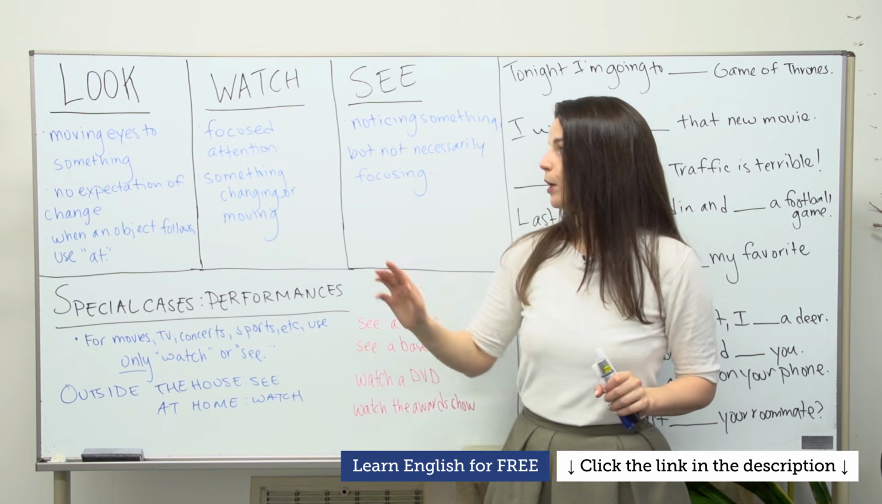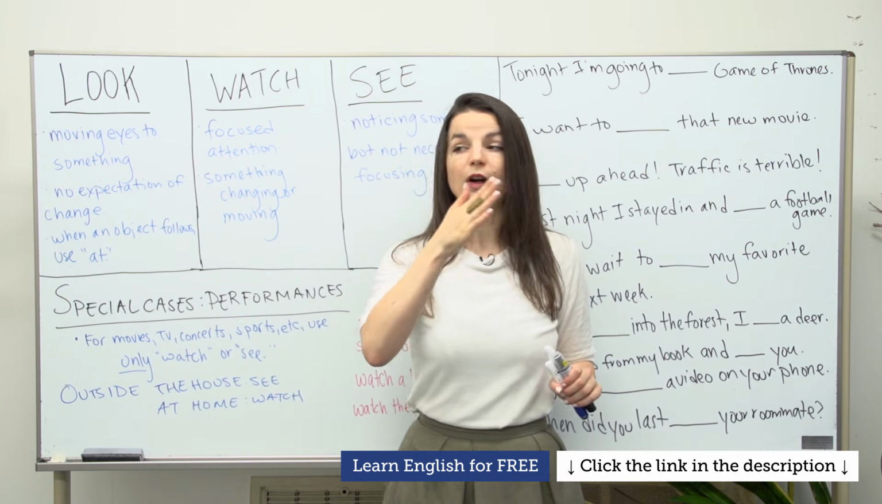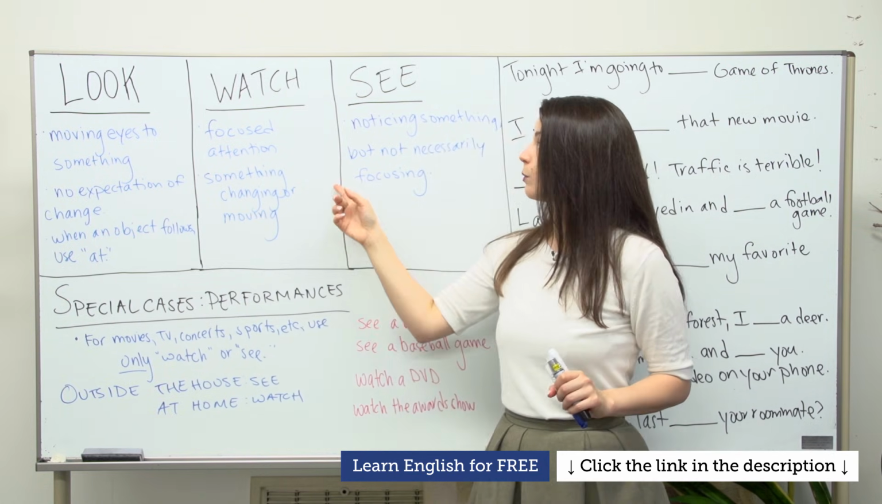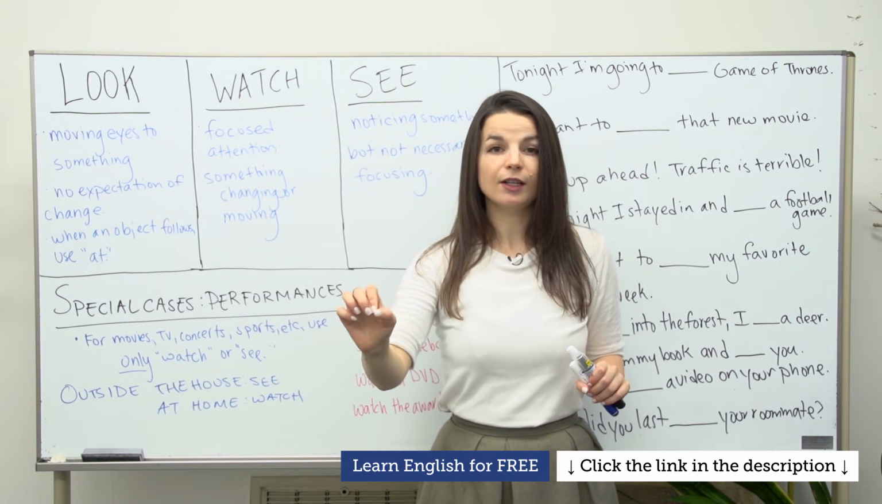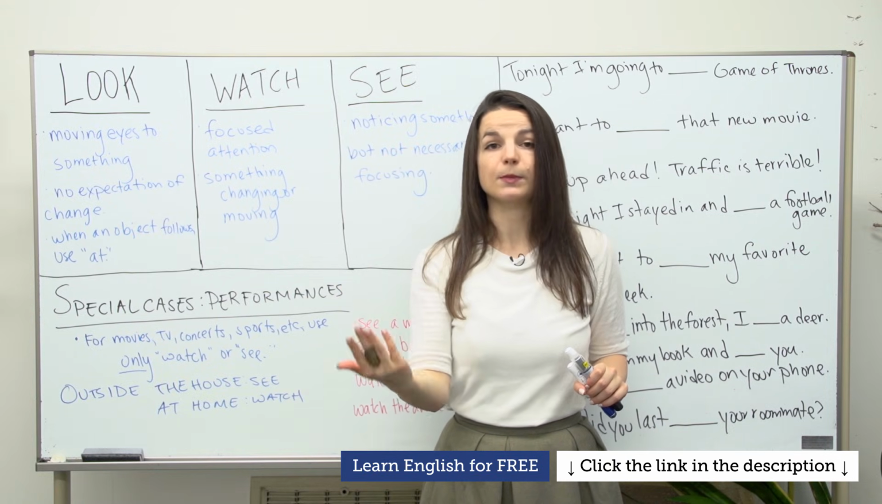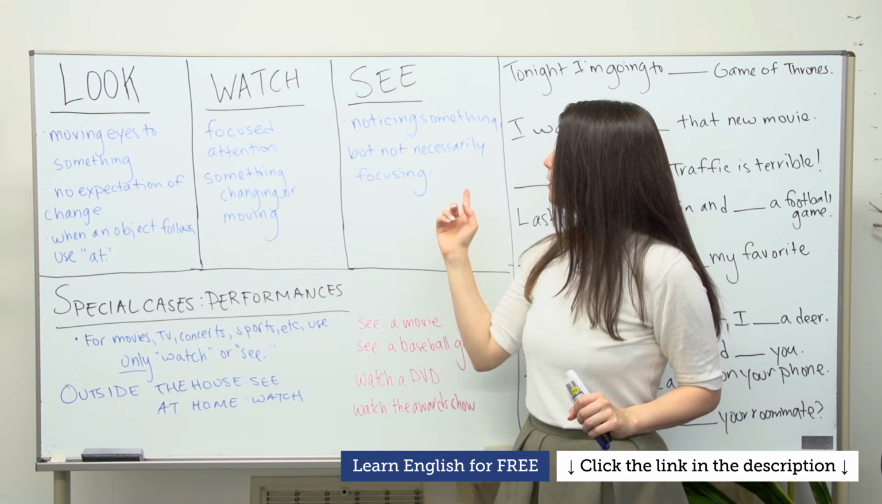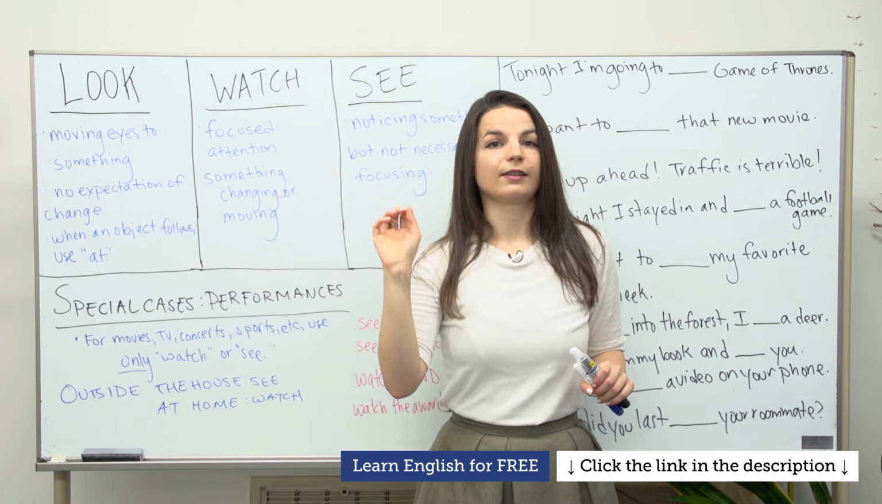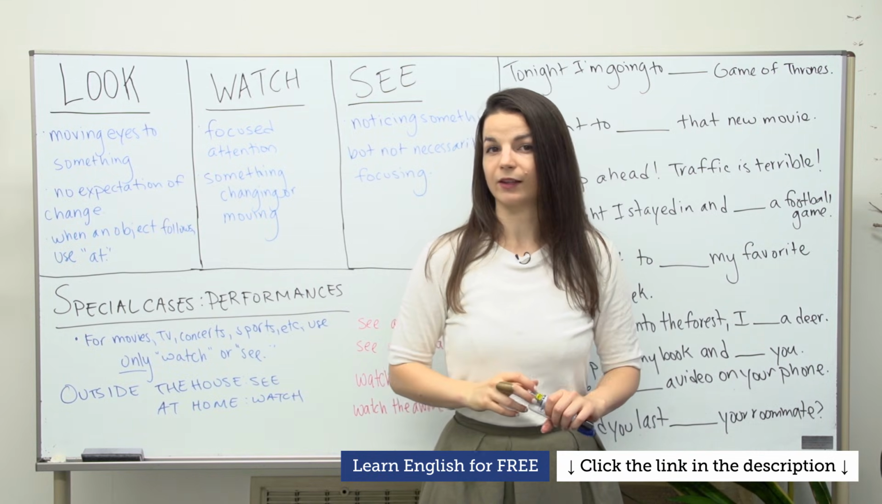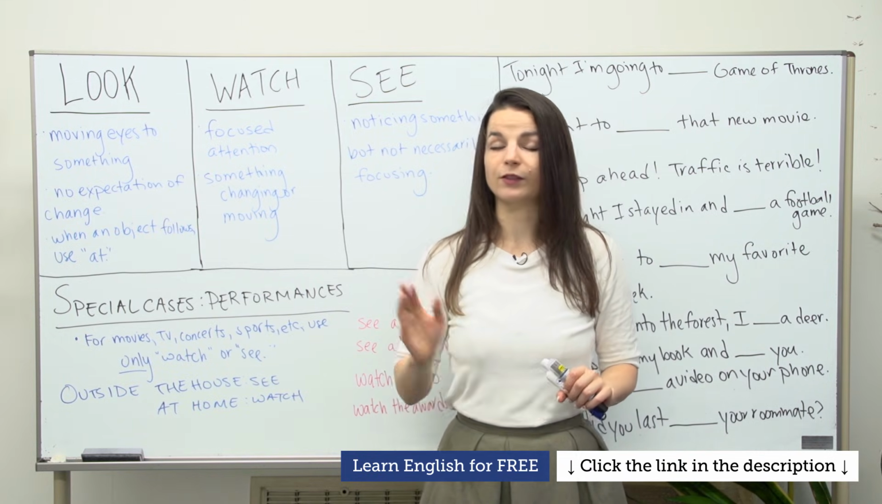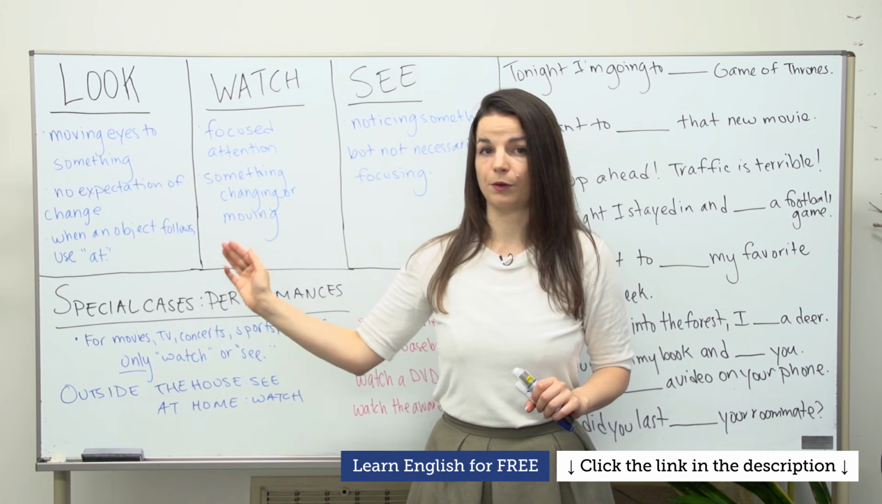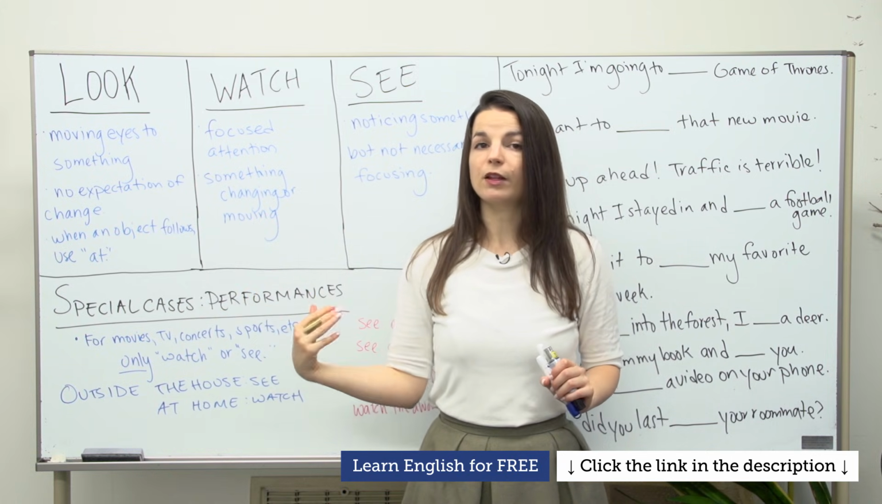So to recap, we use look just to move our eyes to something. We use watch for focused attention on something that is moving or something that is changing. And we use see when we just notice something, but we don't necessarily focus on it. Okay, so this is the basic use of these three verbs, but there are a couple of exceptions.